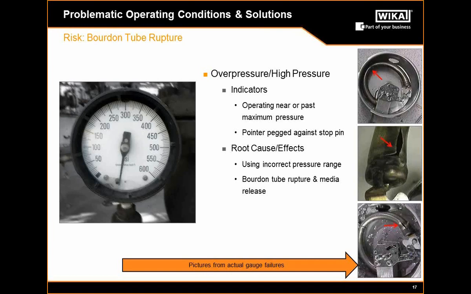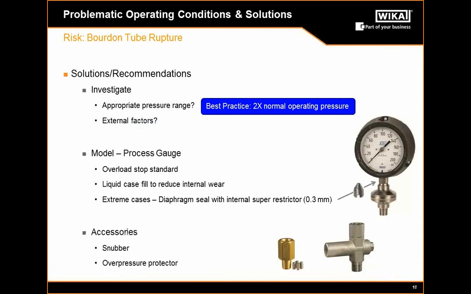The way to solve both of these conditions is very similar. First thing you want to do is investigate. Determine what the actual operating conditions for that installation should be. As a best practice, WIKA recommends 2 times normal operating pressure. Now, if you find that there is no way to eliminate or address the overpressure risks, then there are other things you can do with the process gauge and with accessories to address it. For example, our gauge has that overload stop standard that I discussed earlier. Now, that's not going to prevent an overpressure rupture, but it'll at least slow down the effects of overpressure to the point where you can catch it and address it.